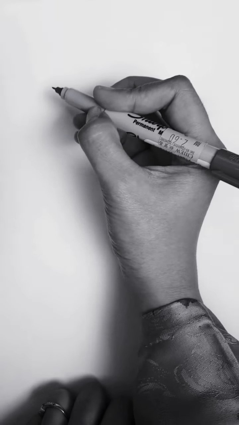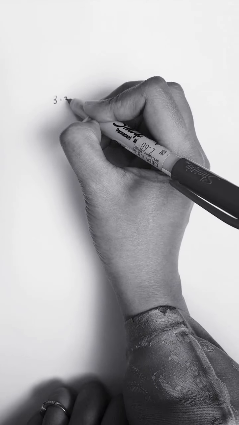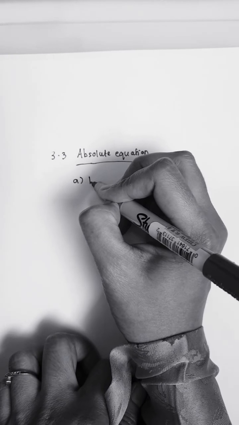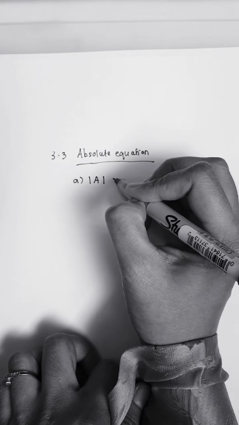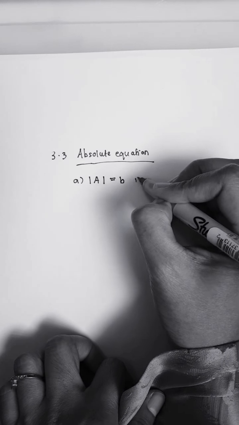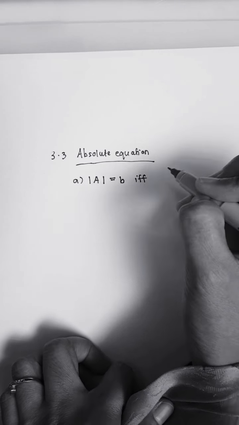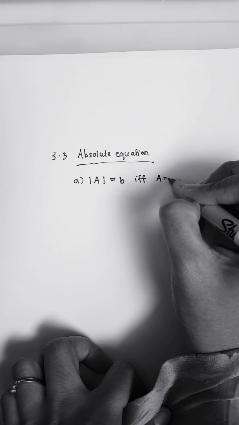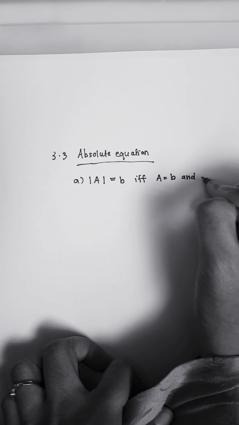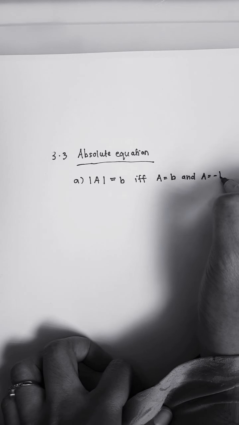Okay, this is the last subtopic in chapter 3, that is absolute equation. The absolute value of A is equal to B if and only if A equals positive B or A equals negative B.